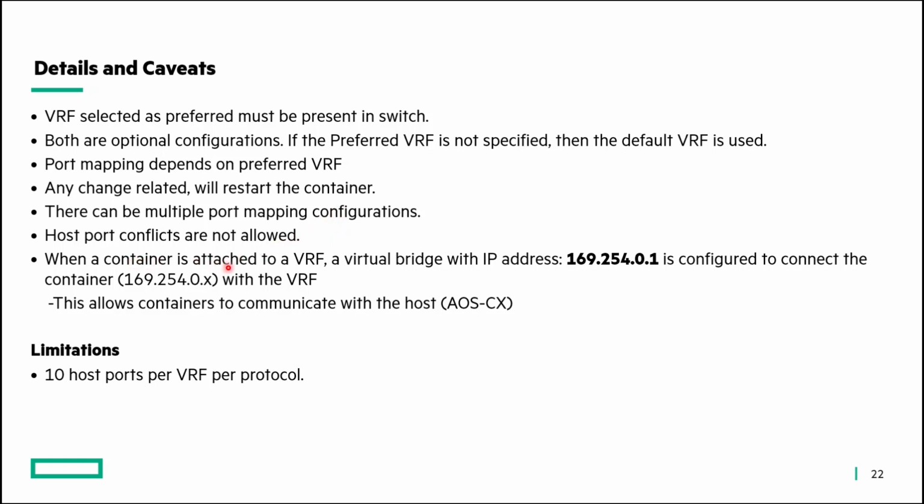When a container is attached to a VRF, what happens in the background? A virtual bridge with an IP address, as mentioned, is configured to connect the container with the VRF. This allows containers to communicate with the host, that is AOS-CX, using the virtual bridge. The main limitation here is that we allow only 10 host ports per VRF per protocol.